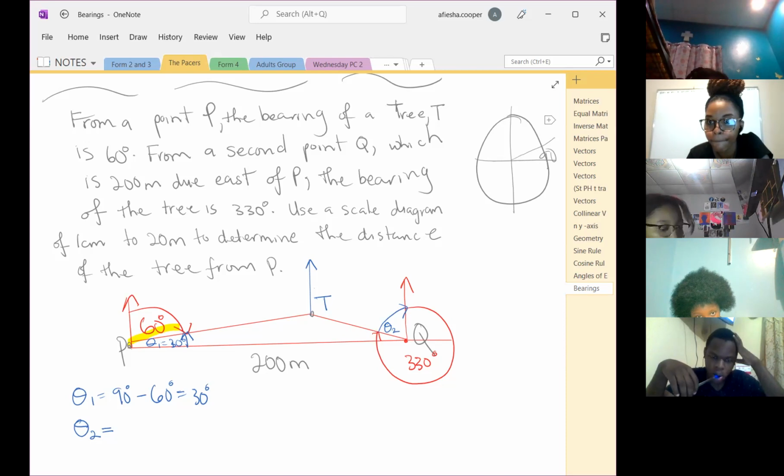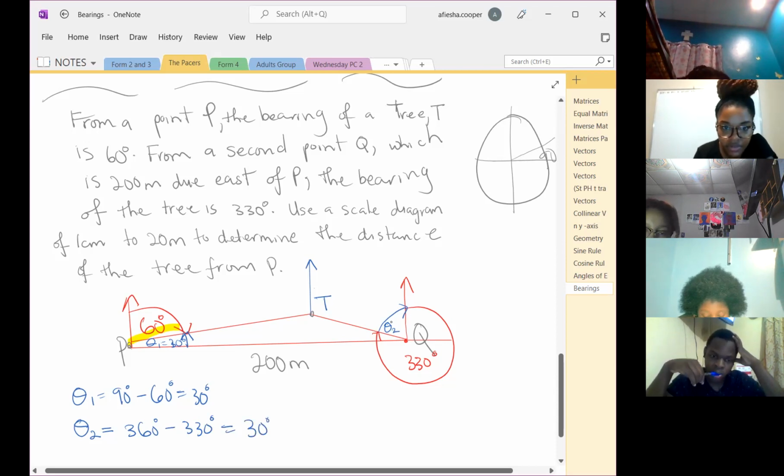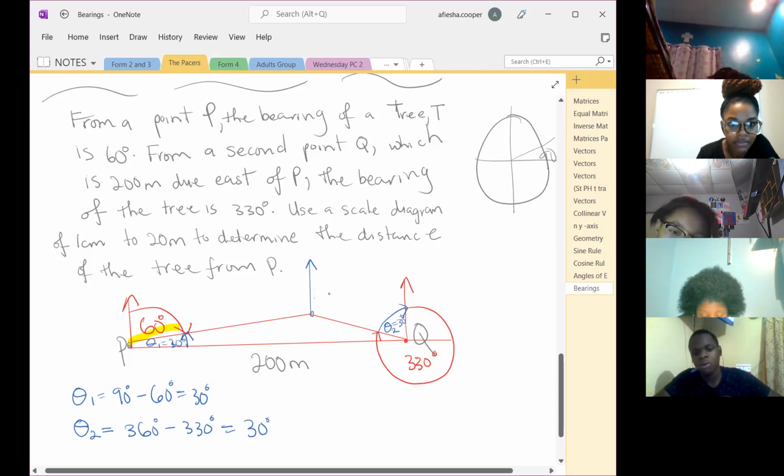360 minus 330. Nice, thank you. So 360 degrees minus 330 degrees, because that's a full circle there. So theta 2 is 30 degrees. So how much would up here be by T?